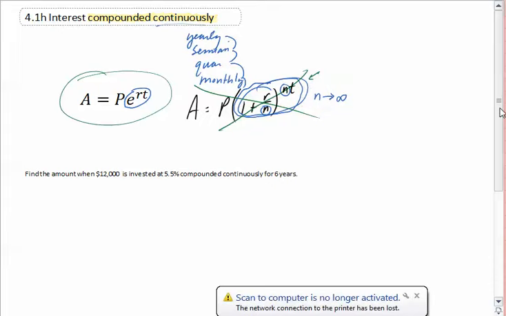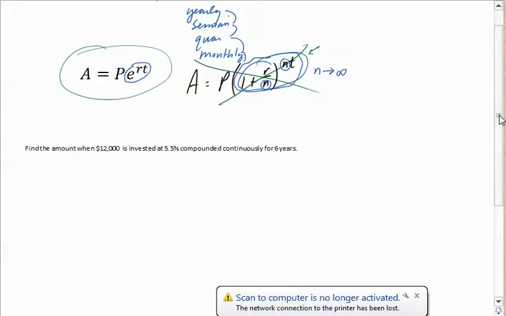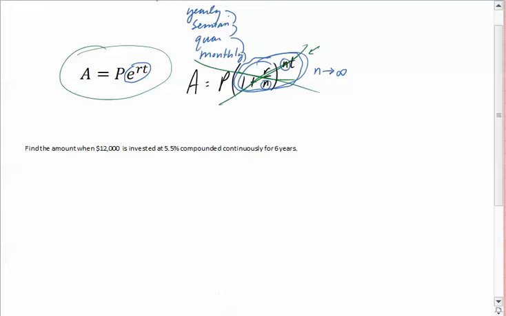So that's the formula. Okay, so the P and the A are the same things, and the e to the rt is taking the place of the 1 plus r over n to the nt. Okay, let's take a look at using this formula. Find the amount when $12,000 is invested, so my P is 12,000, at 5.5% compounded continuously. So I know I'm going to use my PERT formula, as I call it.